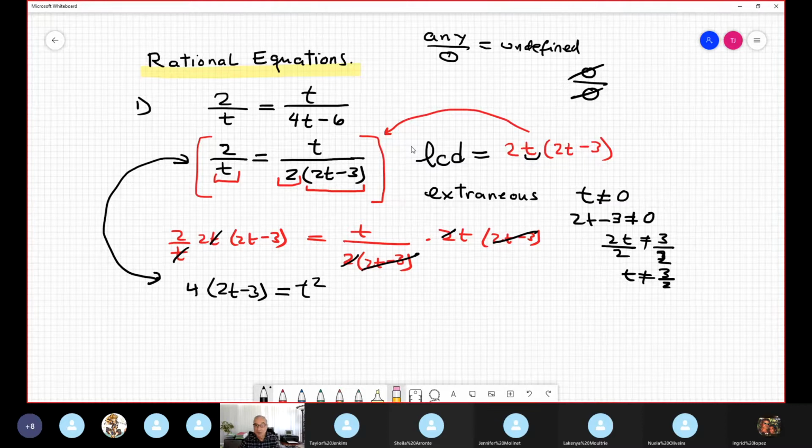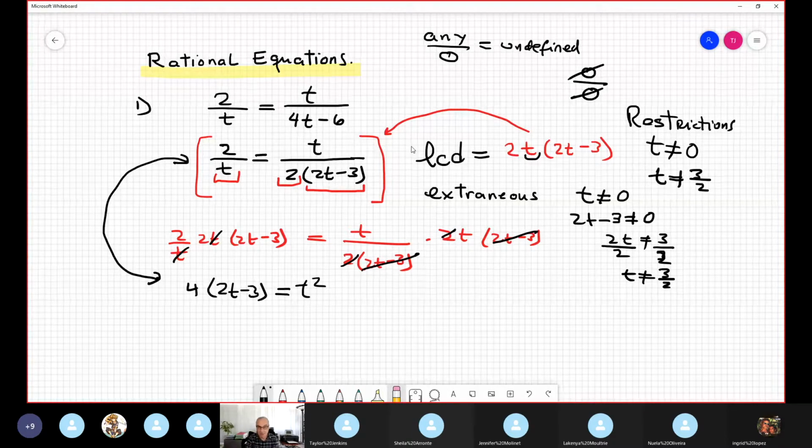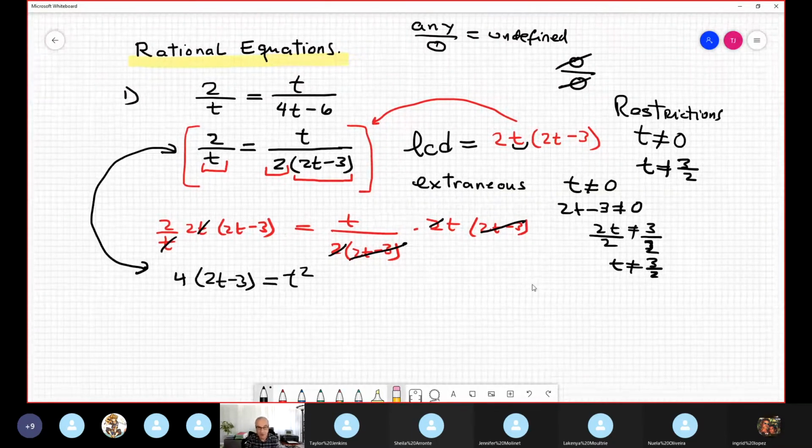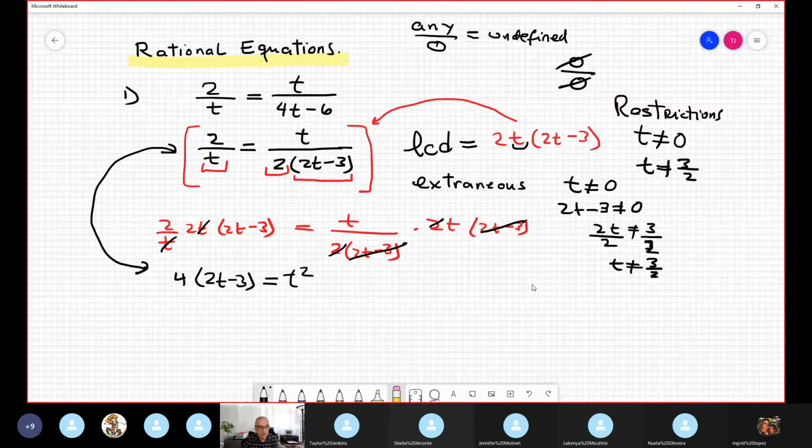Okay. So the extraneous solutions, or the restrictions, as some people call them, of the problem are t not equal to 0 and t not equal to 3/2. Okay, let me stop for a moment. Because the thing we are doing is, okay, step number one.